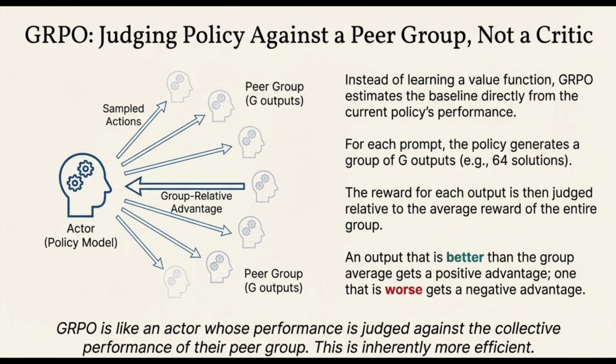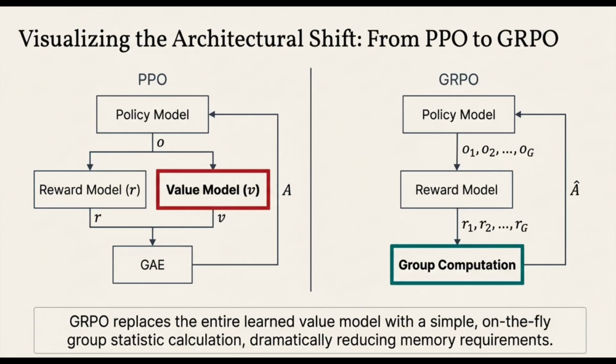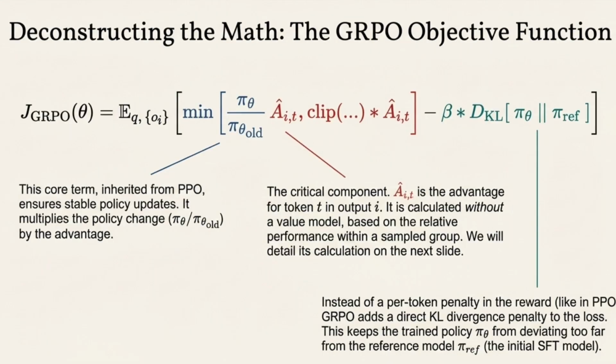which is just comparing an output's reward to the average reward of the whole group. And then you normalize it. The math looks like this: the advantage equals the reward minus the mean of all the rewards, divided by the standard deviation of all the rewards.